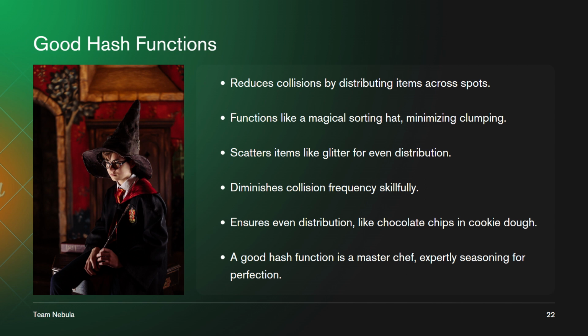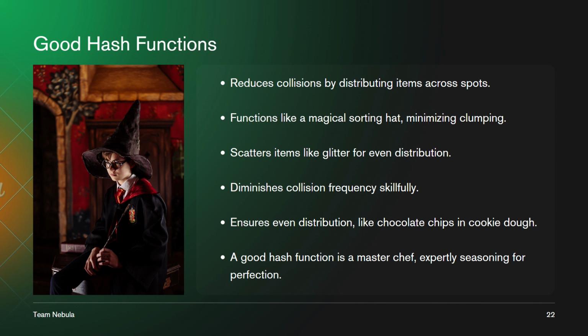Imagine you have a magical spell, your hash function, that you cast on each data item. This spell should scatter the items across the available parking spots in such a way that they don't clump together too much. Just like throwing a handful of glitter into the air, you want the pieces to spread out and land in different spaces, right? So, even though a good hash function can't completely prevent collisions, it's skilled at reducing them. It's like having a recipe that makes sure your chocolate chips are evenly distributed in your cookie dough.